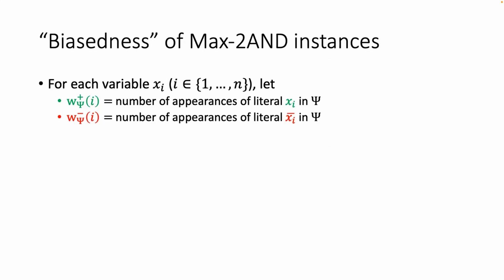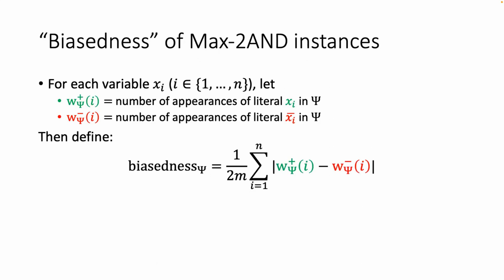For any variable, I'm going to look at the positive weight of the variable, which means how often it appears in the instance without a negation sign over it, and the negative weight, which is how often it appears with a negation sign over it. And then the biasedness of an instance is just the average magnitude of the difference between these two things. Okay, so this is just some number, but it's useful to interpret it.